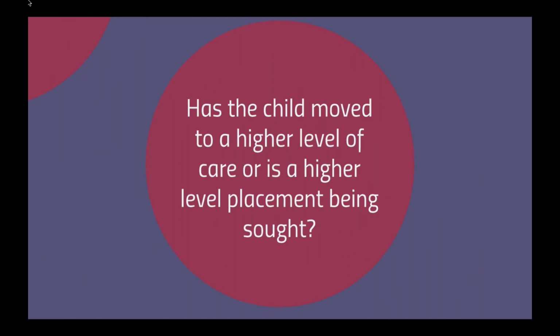So the last one is, has the child moved to a higher level of care, or is a higher level of placement being sought? What is the TOP telling us about the child's behavior? It may be saying that, in fact, a higher level of placement is needed for this child at this time. But the other really nice thing about the TOP is that you can also then track that child's progress and see when the child is back to a place where their behaviors may be better managed in a less restrictive placement.